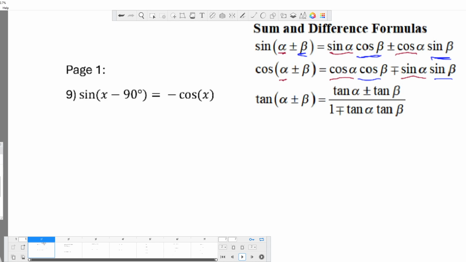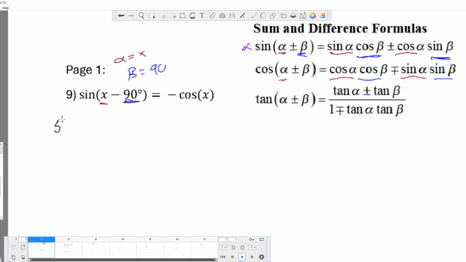This first one is one that we can do a little bit of computation with. So let's start by identifying what our alpha and what our beta angles will be. My alpha angle is x, and my beta angle is going to be 90. And this is sine, so it's going to be using this formula. We're just going to plug these values in and see what this all evaluates to.